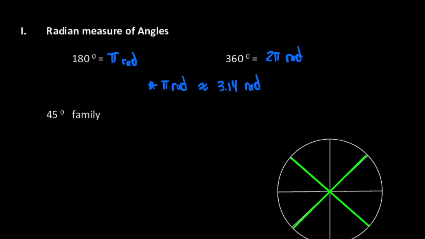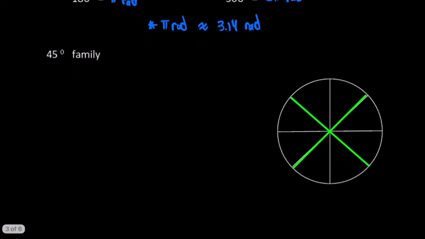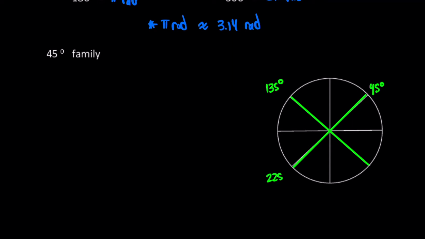So what we'll do now is we'll talk about our special angles. Special angles are angles that we use all the time. They come from a special right triangle, which we'll learn at the end of today's lesson. The first one's called the 45-degree family. So what I have here is a circle, and obviously these would represent 45 degrees. So 45 degrees in the first quadrant, 45 degrees in the second quadrant is 135 degrees. In the third quadrant, it's 225 degrees. And in the last quadrant, fourth quadrant, it's 315 degrees.